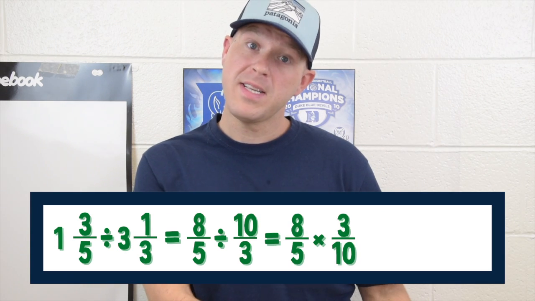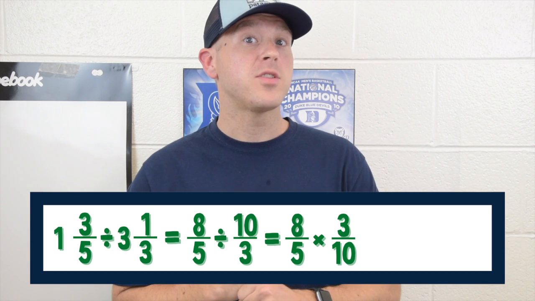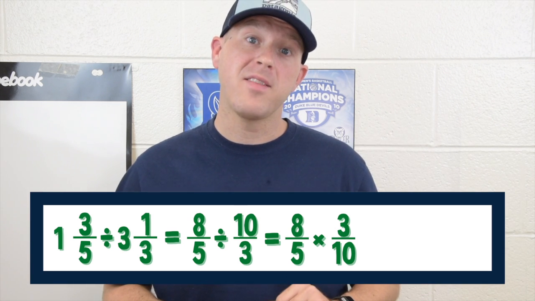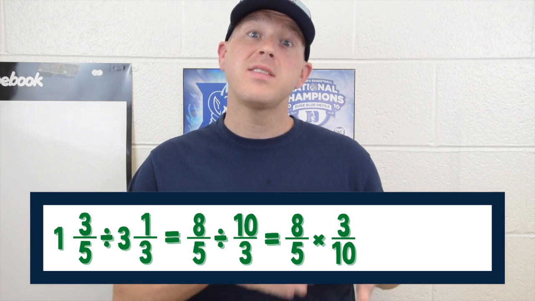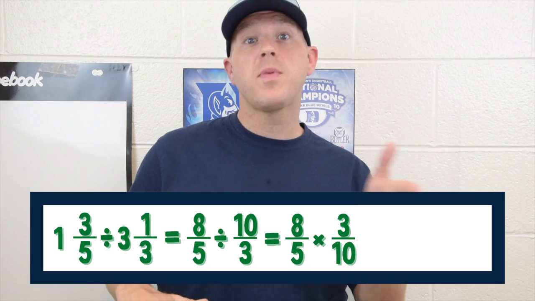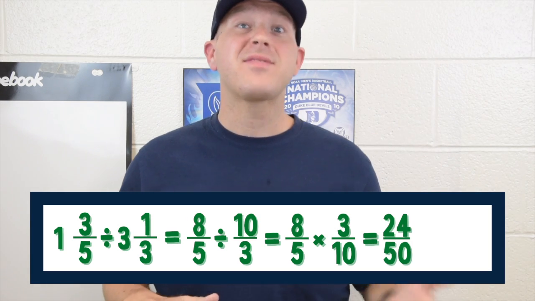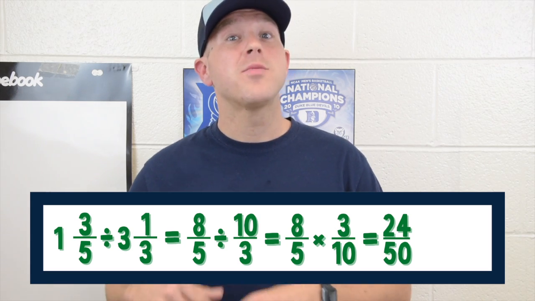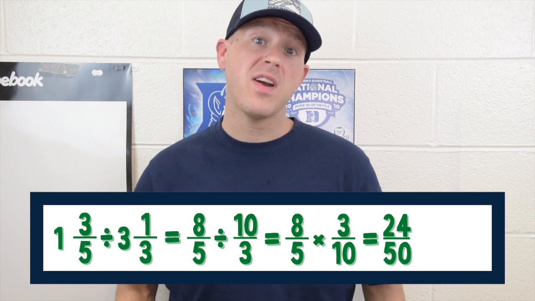We keep the first one the same, so we keep it as 8/5. We change the division symbol to multiplication, and then we flip that second fraction to be 3/10. So now we have 8/5 times 3/10. We multiply straight across. 8 times 3 is 24. 5 times 10 is 50. So we have 24/50.